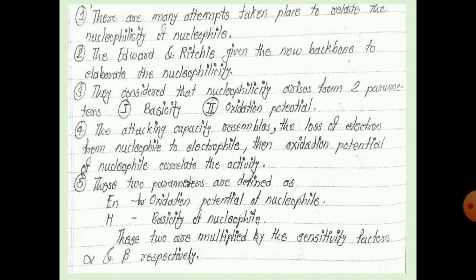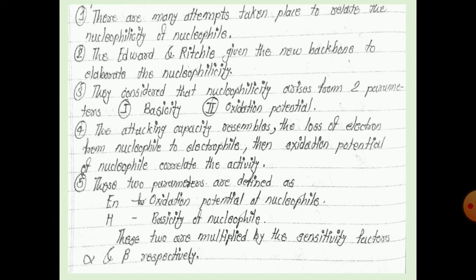There have been many attempts to relate the nucleophilicity of a nucleophile. Edwards and Ritchie gave a new approach to elaborate nucleophilicity. They considered that nucleophilicity arises from two parameters. First is the basicity and second is the oxidation potential. The attacking capacity resembles the loss of electrons from the nucleophile to the electrophile, and the oxidation potential of a nucleophile correlates with its reactivity. These two parameters are defined as En, the oxidation potential of a nucleophile, and H, the basicity of a nucleophile.